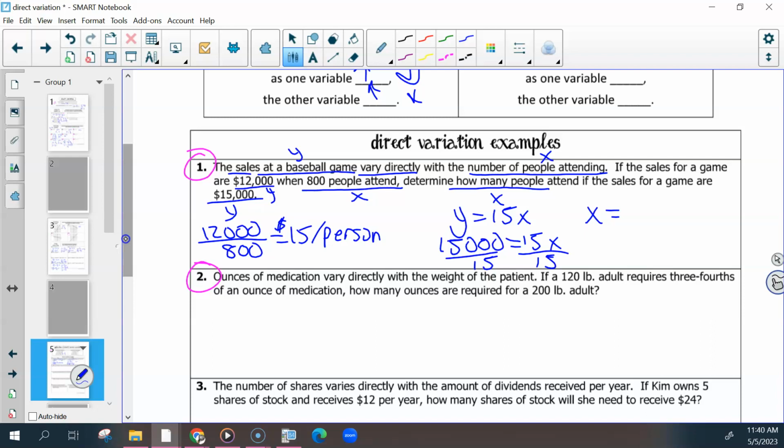And because these are word problems, we need labels, so 1,000, what are we looking for? The check yourself process is the same. I could divide 15,000 and 1,000 and I would get 15. Do we have any questions on how we set that up? Solved it, got the answer.